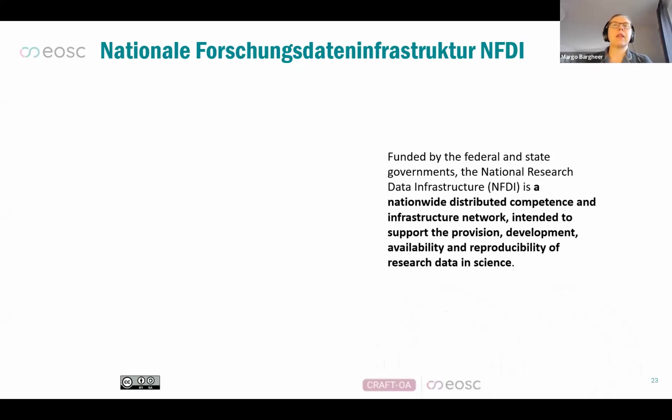What we have in Germany, and I think this is a really beautiful baseline on where more FAIR, whether it's to open access publications, to open science, to open research data, can grow on, is our so-called nationale Forschungsdateninfrastruktur. It's our national research data infrastructure. And I read this out to you, and you can tell me whether it somehow sounds familiar. It's a nationwide distributed competence and infrastructure network intended to support the provision, development, availability, and reproducibility of research data and science. For me, this sounds pretty much like EOSC, and it's also meant to sound like this.